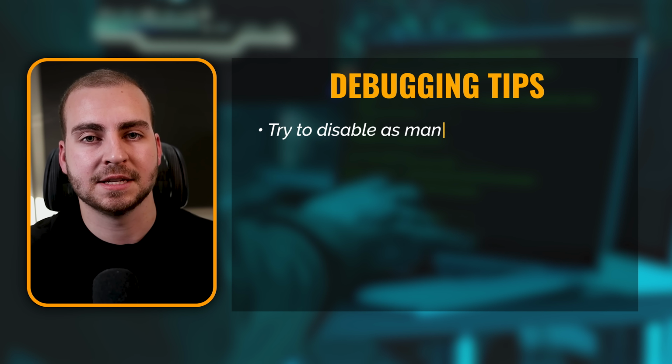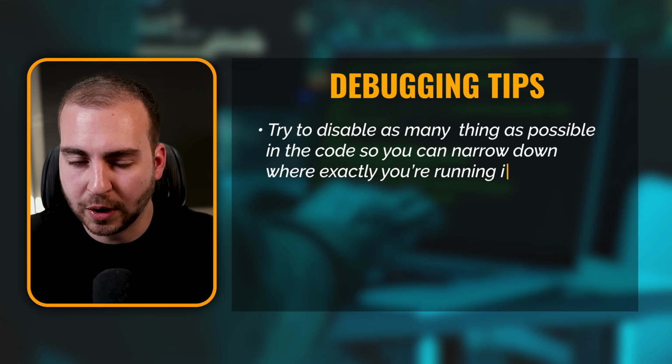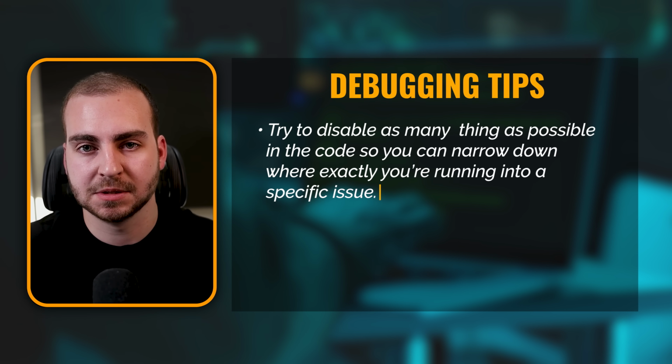Now, it's hard to give you a specific example of this, but what you really want to do here is try to disable as many things as possible in the code so you can narrow down where exactly you're running into a specific issue. So let's say you have some form and there's an issue submitting the form. Now, there's a lot of things that could be causing this problem, right?